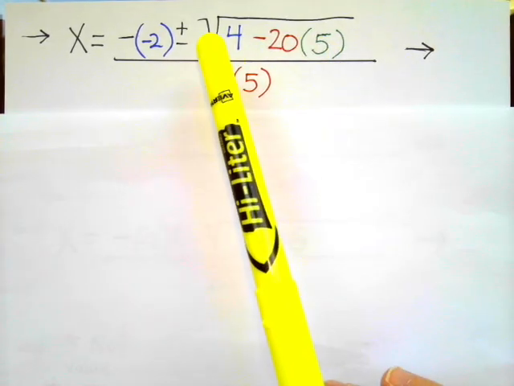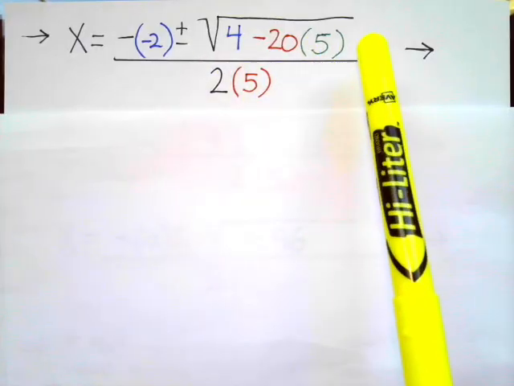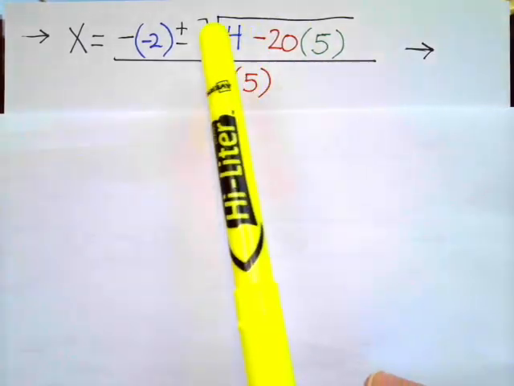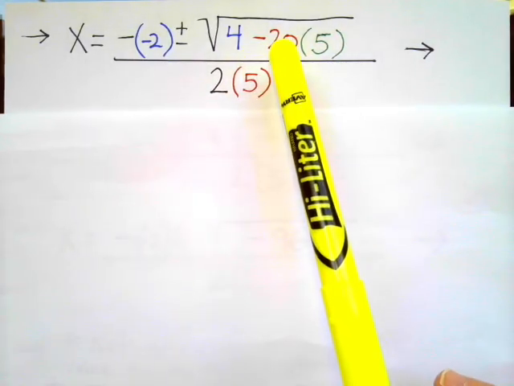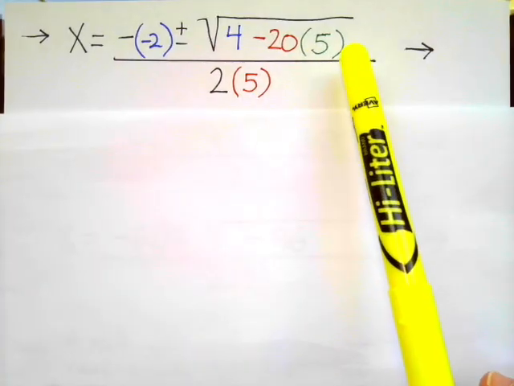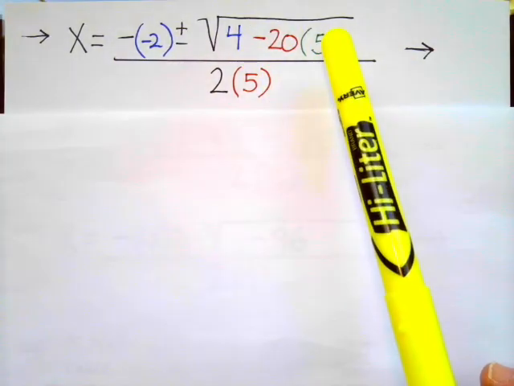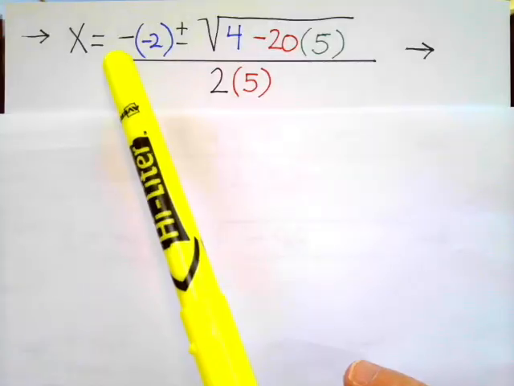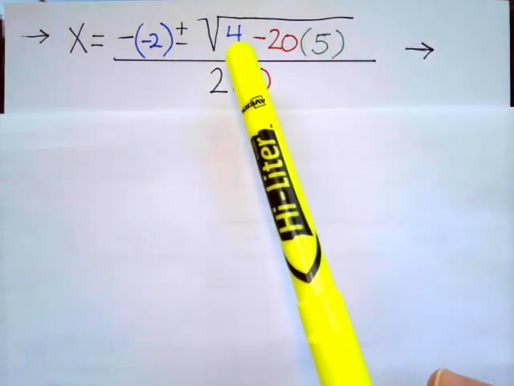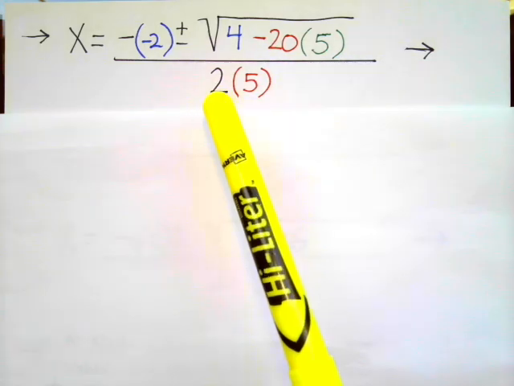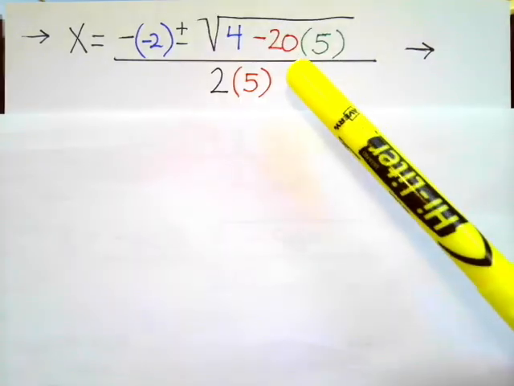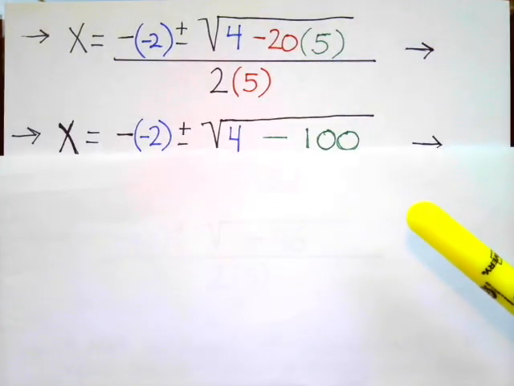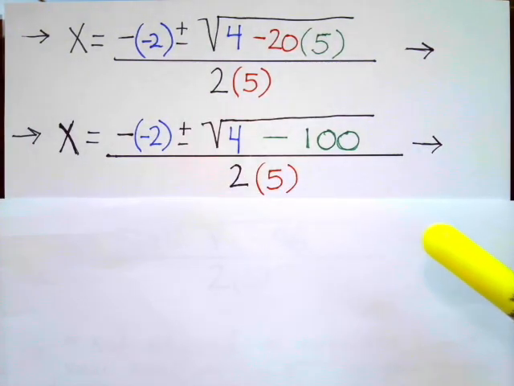Okay, so next are exponents. Are there any exponents inside the radical? No. Can I multiply or divide? Yes, I can multiply a negative 20 times 5 inside the parenthesis or the radical. So that's all I'm going to do. And then everything else, the minus, the negative 2, plus and minus, square root of 4, divided by 2 times 5, I'm just going to rewrite all that. And so negative 20 times 5 is a negative 100. And again, everything else I just rewrote.